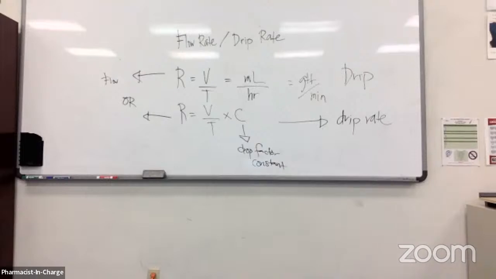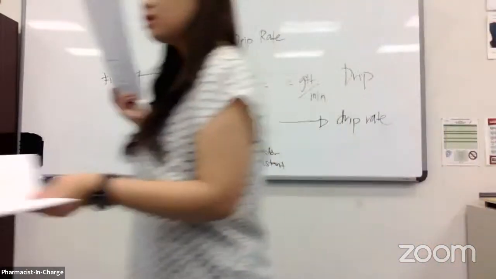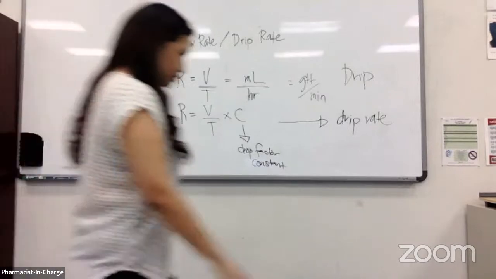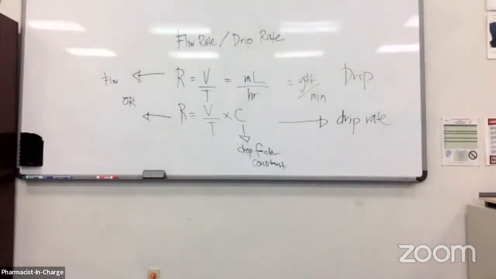There's a second one, electronic regulators, ml per hour. So this is your electronic pumps. The first one you got are manually regulated IVs. This one's electronic. That's just a lecture packet.